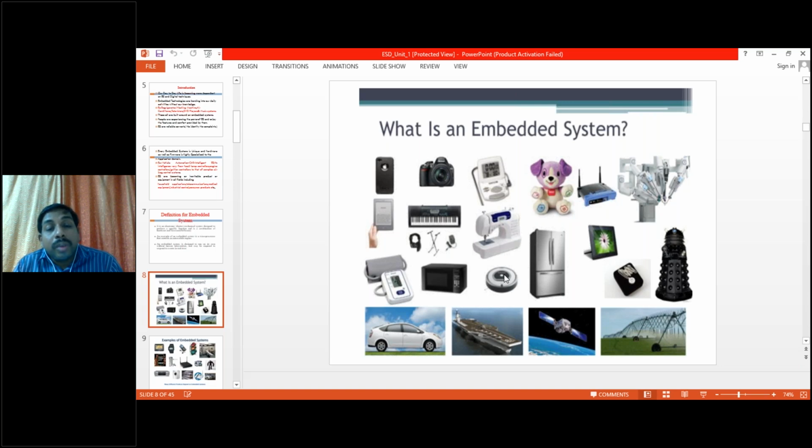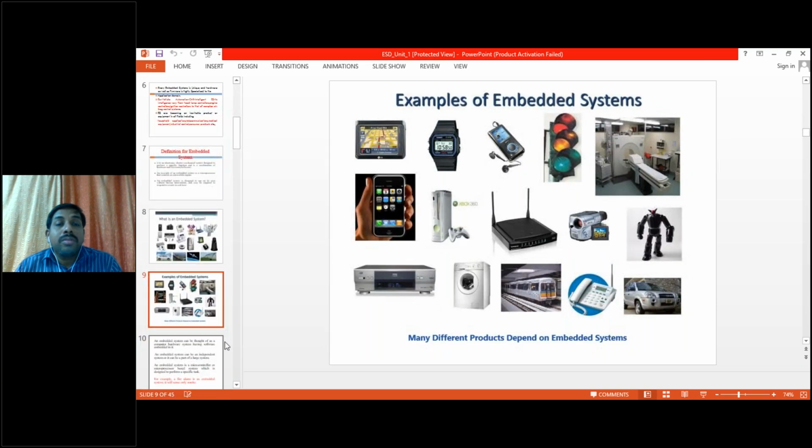Navigation systems, based upon the radar input, help the pilot to control the flights. Then the satellite system, the electronic toys, the refrigerators, sewing machines. Based upon the input given, a sewing machine will just stitch the clothes for a certain time limit, and that depends on the user. So we'll see some more examples.